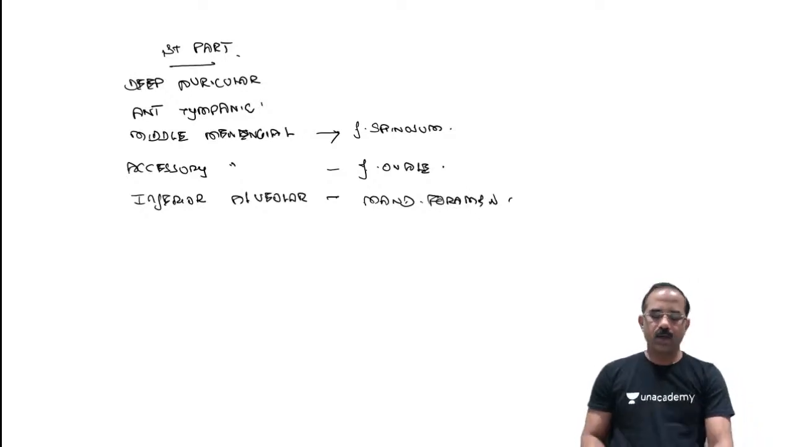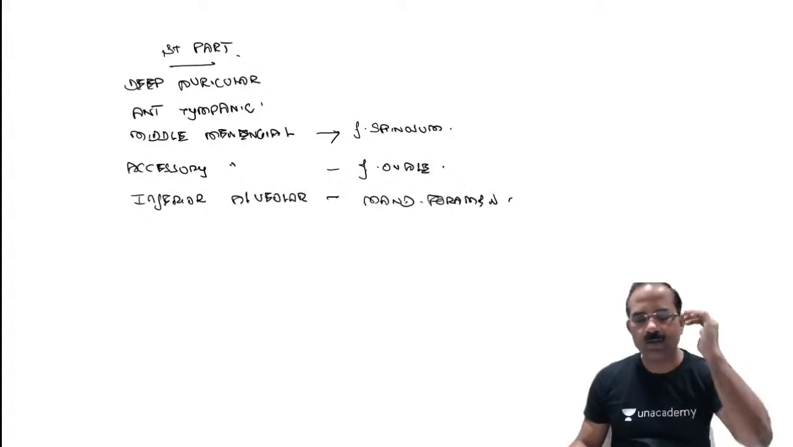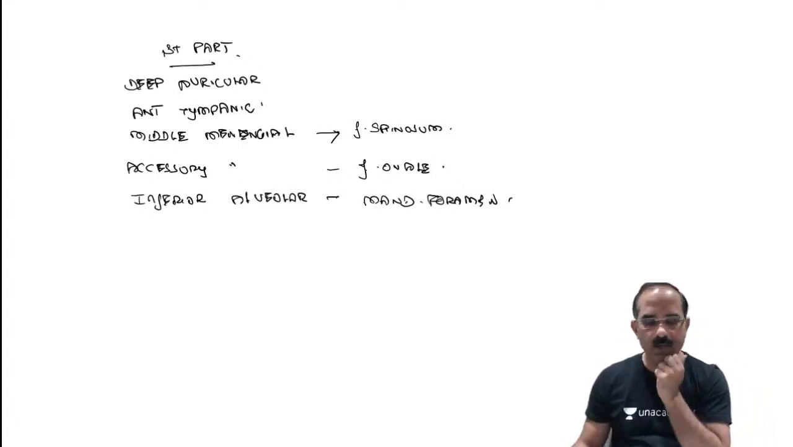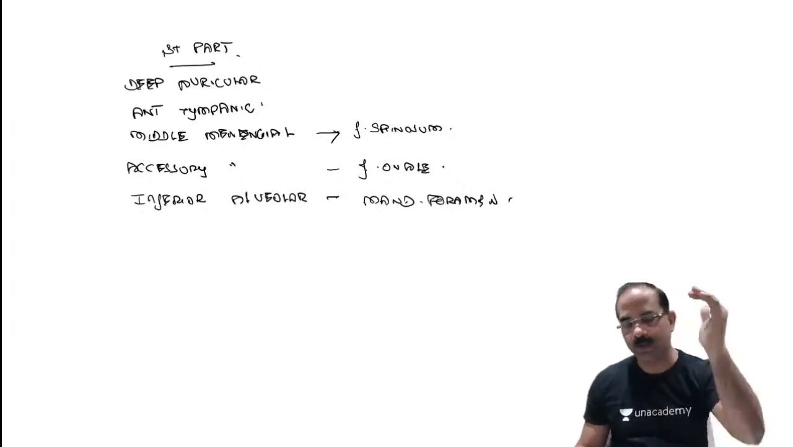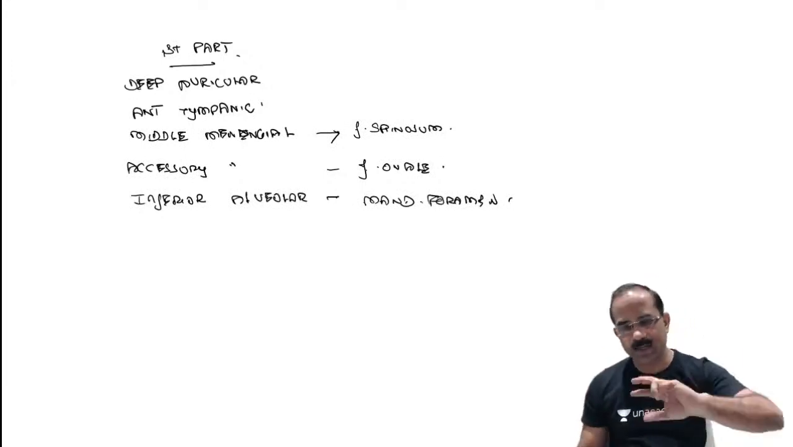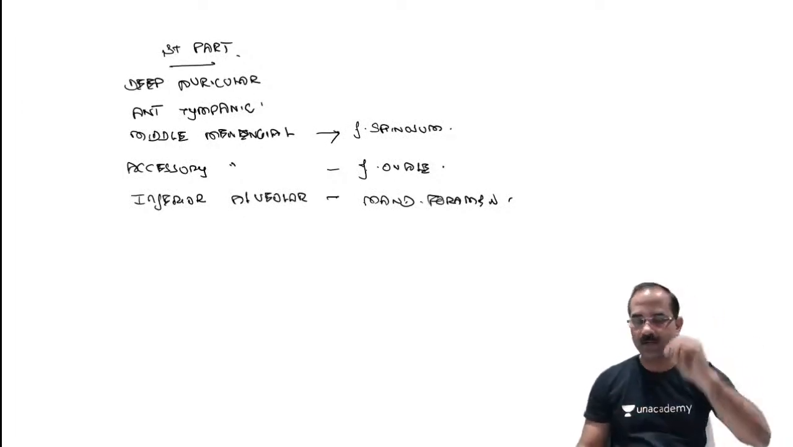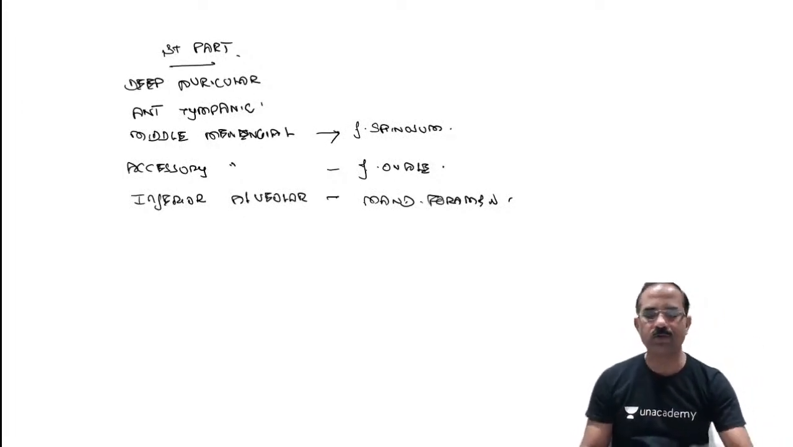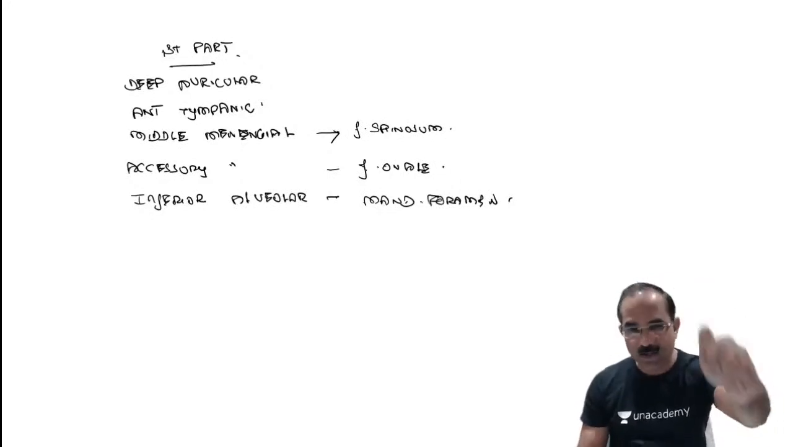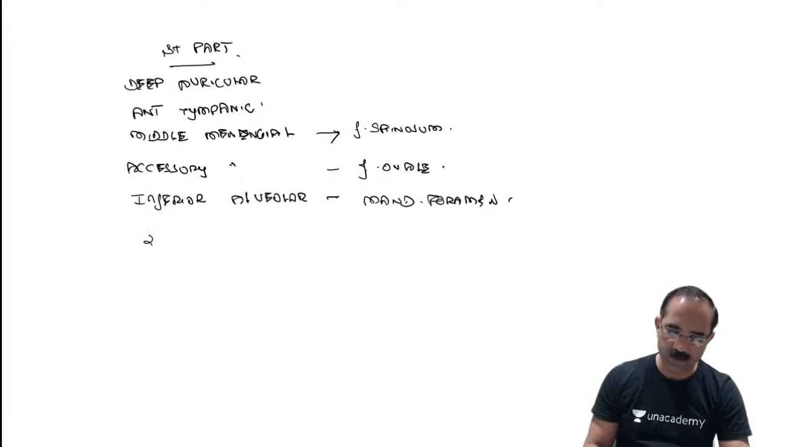Clear? So deep auricular, anterior tympanic, ये दोनों arteries and they go to the ear. Middle meningeal passes through the foramen spinosum. Accessory meningeal passes through the foramen ovale, and inferior alveolar artery enters the mandibular foramen along with inferior alveolar nerve.